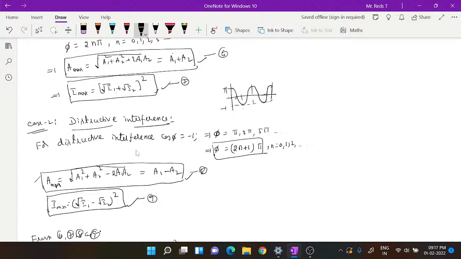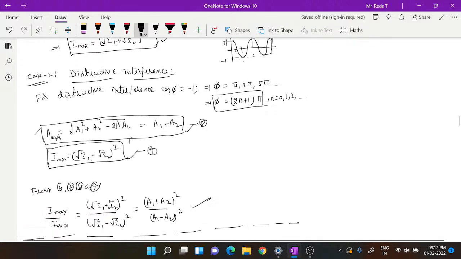Whereas the corresponding intensity can be expressed as here. If you observe, if you take a square equal to a1 square plus a2 square minus 2a1a2, you can write it as a1 minus a2 whole square. Here a minimum square equals I minimum. So I minimum is equal to root I1, since a1 is root I1 and a2 is root I2, whole square. That step I have not written here, but you have to understand. This is how we can write the amplitude and intensity for constructive and destructive interference.